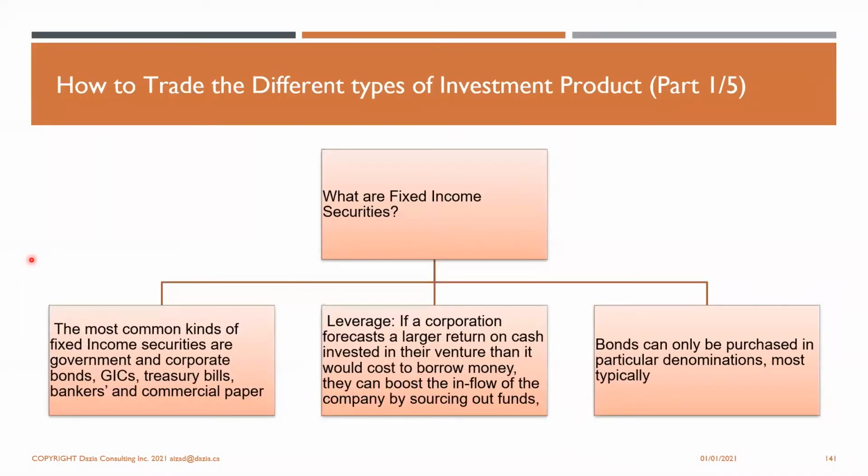So in this chapter, we will first talk about fixed income products. The most common types are government and corporate bonds. Bonds are issued by governments or by companies. GICs, guaranteed investment certificates, are mainly issued by banks. Treasury bills are issued by government also, and bankers' acceptances and commercial paper are issued by the banks.